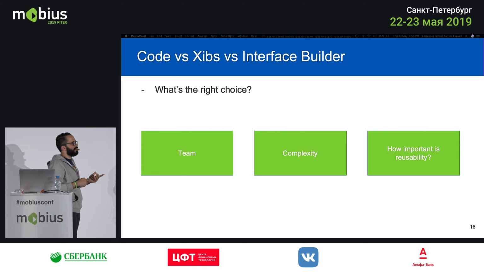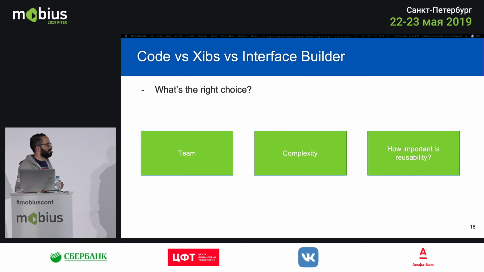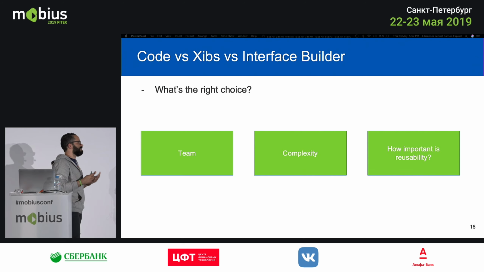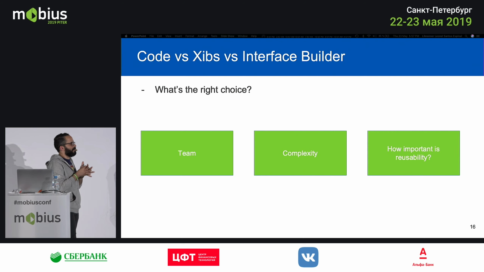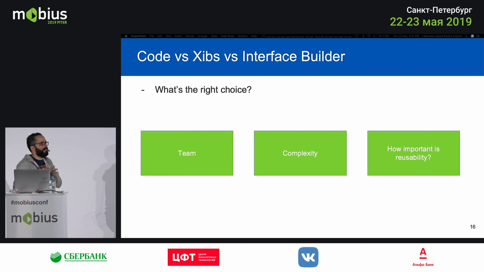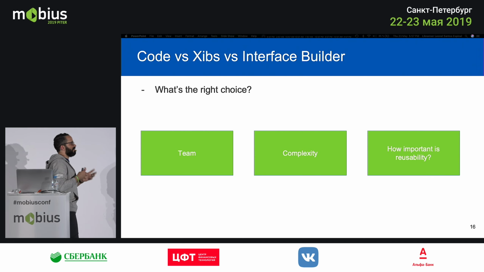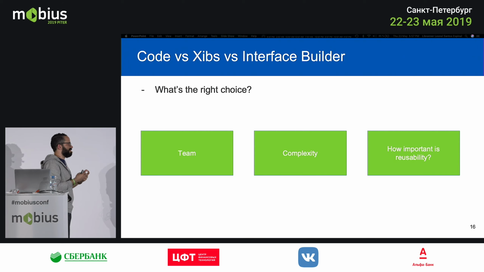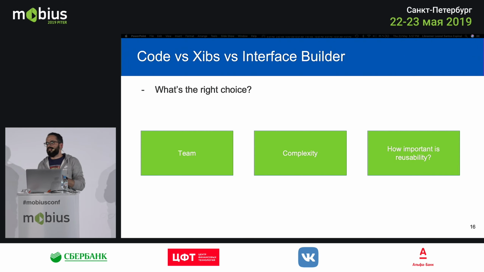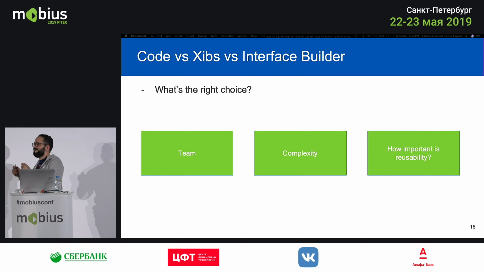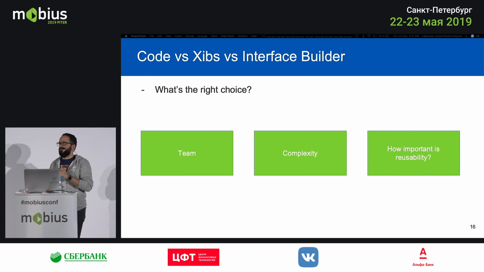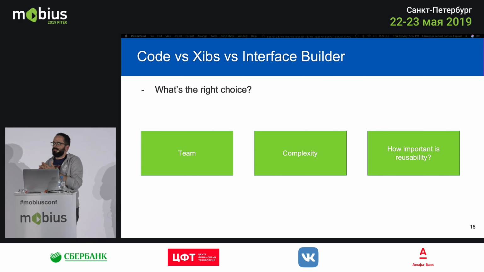Also the complexity of your UI, because let's say if you're doing something really, really custom, maybe code is the best option. But interface builder can get a little messy. Also, if you ever work in a team that has been working in the same storyboard, you have a lot of issues with merge conflicts if you use GitHub or any other version control. Also, how important is reusability?